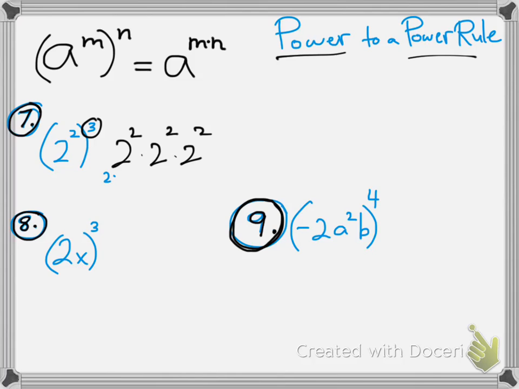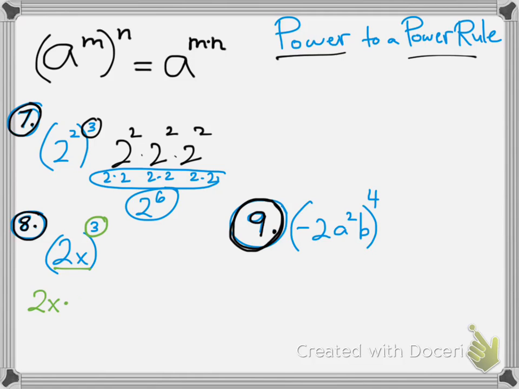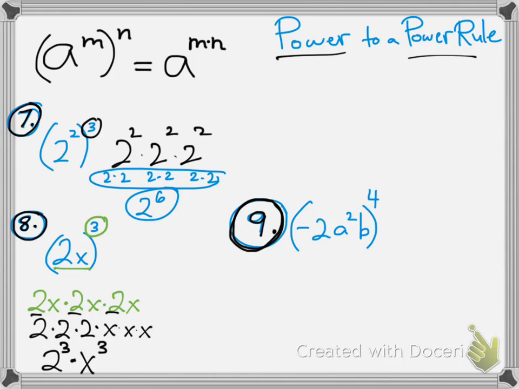2 squared means 2 times 2, 2 times 2, 2 times 2. And it looks like I have 2 to the 6th, because I've got 6 of them. Done. Let's keep going. This is fun. So this 3 tells me to do this, not once, not twice, but 3 times. If I reorganize them, I get this. All I did was put the 2's together, and that means I have 2 to the third times x to the third. Done.